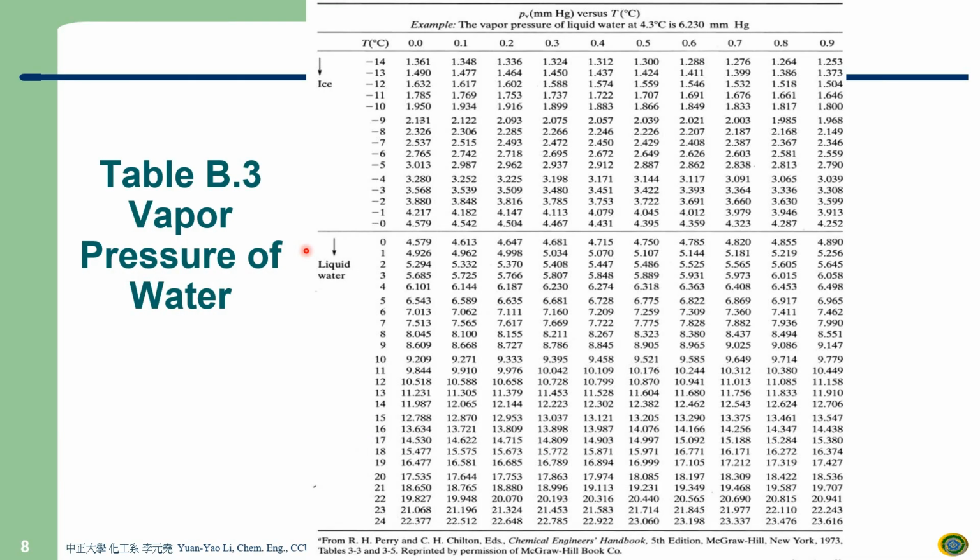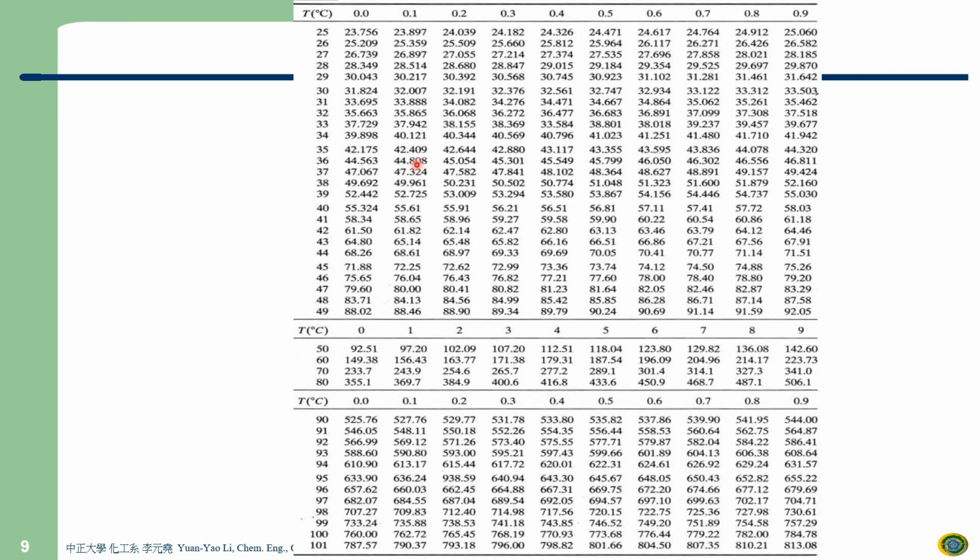So the next page is Table B.3, vapor pressure of water. As you can see, this is ice, this is liquid water. So this is minus 14.0, 14.1, 14.23, okay, until here. So this is 0. And this is the partial pressure in the unit of millimeters of mercury. Okay, so this is 7, right? 7.2, 15.98 is like this. Okay, the same.